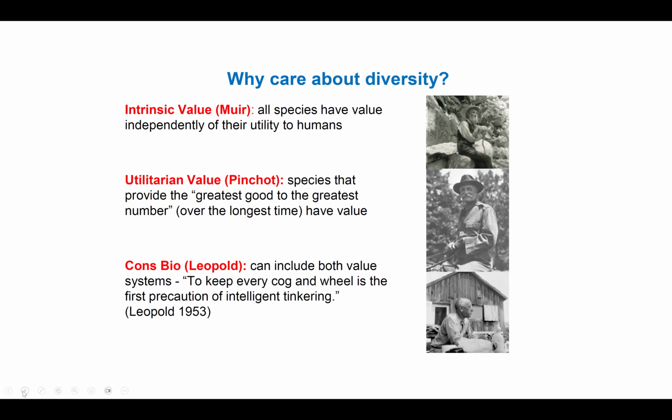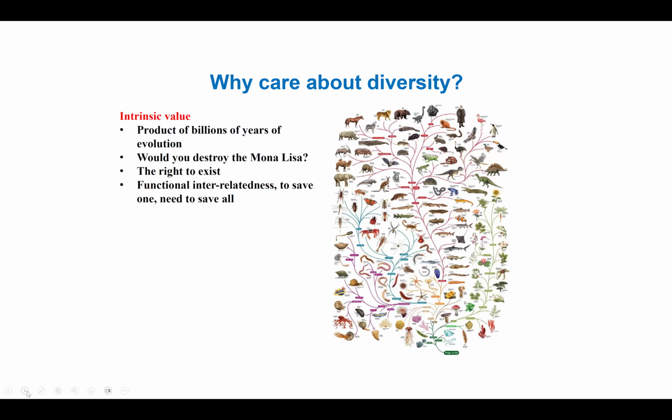And then Aldo Leopold was more of a conservation biologist. That quote is "to keep every cog and wheel is the first precaution of intelligent tinkering," meaning that you don't get rid of things, right? You want to make sure to keep all of the species out there in order to learn about the diversity of the area. So intrinsic value for us is like caring about diversity.